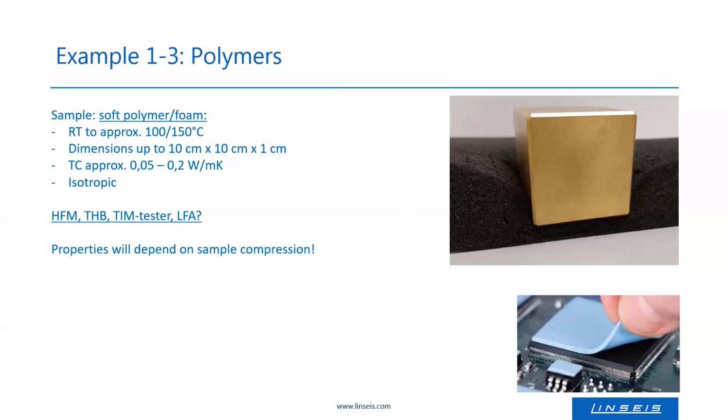In this case, the thermal conductivity will depend on the compression. So if you do a measurement of this compressed foam, there is less air in this material than in the non-compressed foam, and thermal conductivity of this compressed foam will be different from thermal conductivity of the non-compressed foam. So you have to consider that the properties of your sample will depend on the sample's compression.